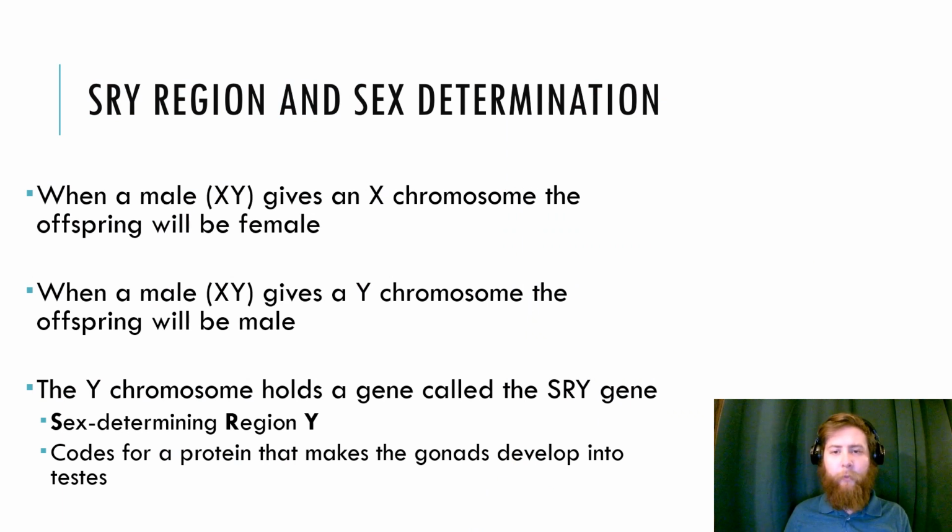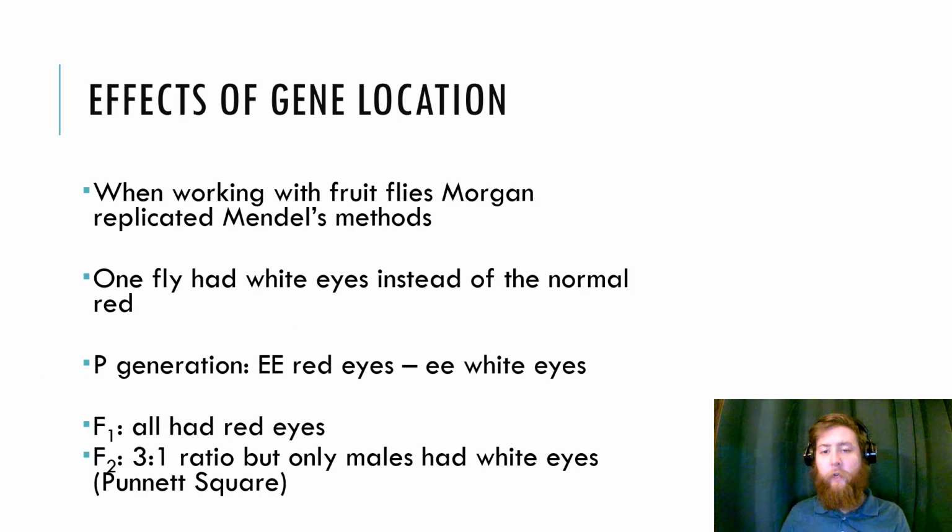How this happens is through a region called the SRY region, which is a gene on the Y chromosome that helps with sex determination. Like we said before, when a male gives the X chromosome, the offspring will be female. When it's a Y chromosome, the offspring will be male. This Y chromosome holds the SRY gene, which is the sex determining region Y. It codes for a protein that makes the gonads develop into testes. All embryos start out female, and then the SRY region kicks on with testosterone, and this makes an organism male or female. So the effects of a gene's location affect how it's displayed in an organism.